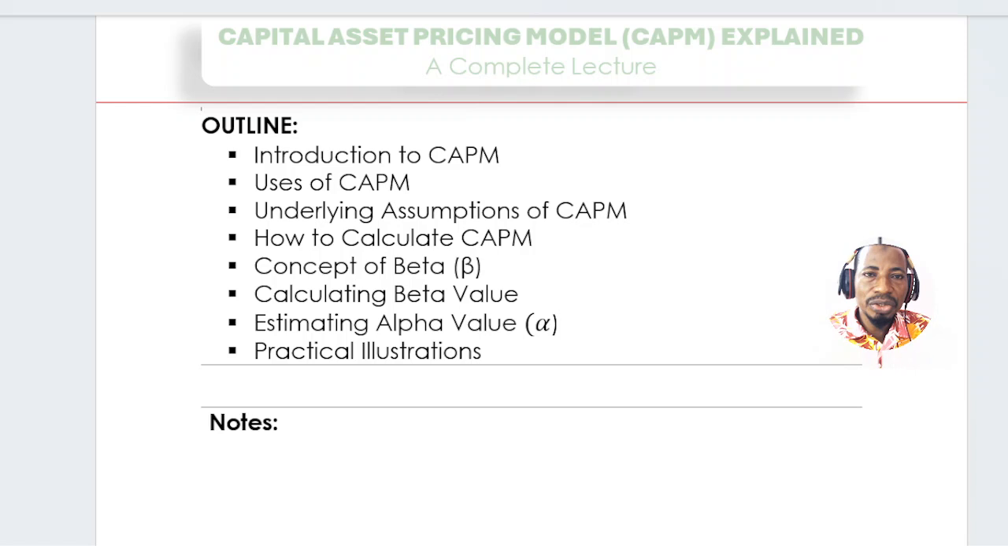All right. So what do you understand by the capital asset pricing model? The capital asset pricing model is a model that is designed to establish the relationship between expected return and the systematic risk of assets, especially stocks. The CAPM asserts that the expected return of assets varies only by their systematic risk, since the unsystematic risk can be eliminated through diversification.